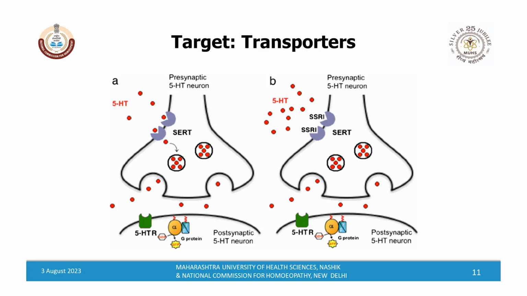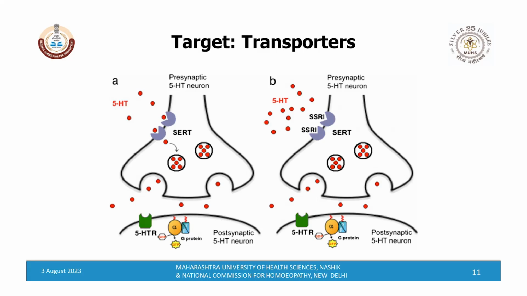There is a class of drug called SSRIs, or selective serotonin reuptake inhibitors. Now these drugs bind to the transporter, the serotonin transporter, and prevent entry of serotonin in the neuron. Thus, serotonin concentration in the synapse increases. So does the action of the serotonin.